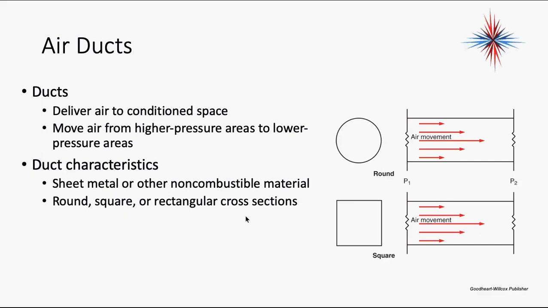The duct characteristics: they're sheet metal or another non-combustible material. You are not allowed, per fire code, to run ductwork that is combustible. Because believe it or not, air ducts are the prime movement of smoke and fire when you have a fire in a building. They're wide open spaces that are designed to move air, so we can move smoke that easily. Ducts can be round, square, or rectangular. So we can have a round duct, we can have a square duct. Air moves in these ducts in different ways depending on the shape of the ductwork. We're going to talk more about that.